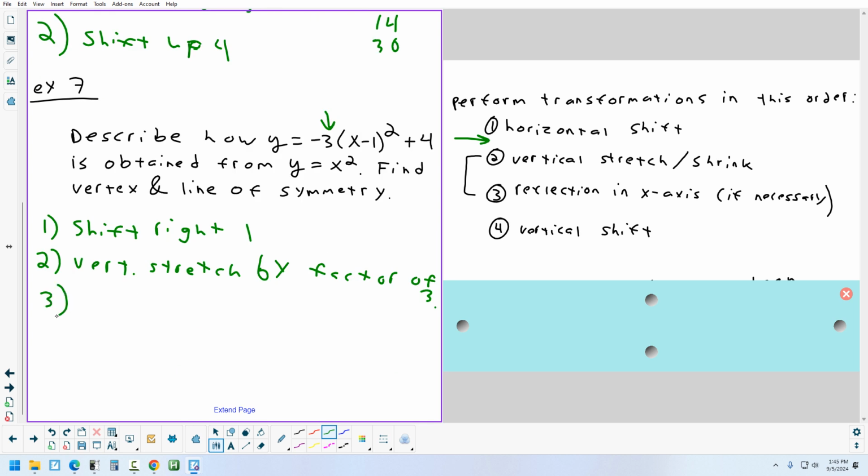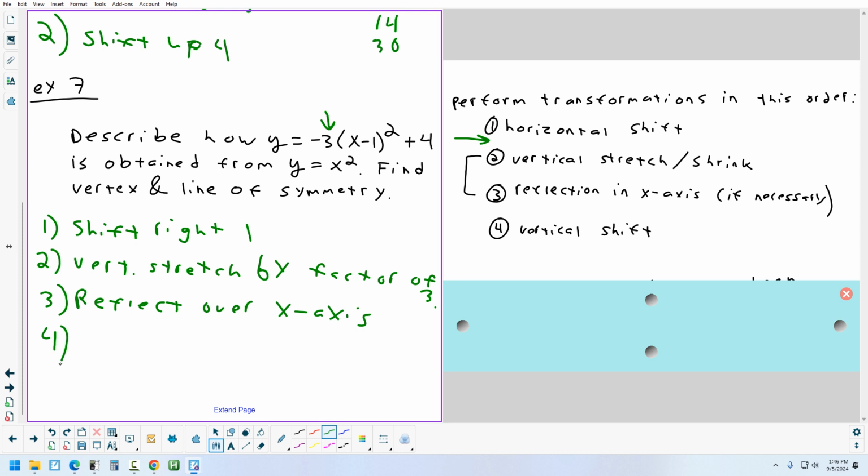Okay. The next thing is the reflection. And then we just have to write that down, reflection over the x-axis. What's causing the reflection in this problem? Yeah. The negative in front of the 3. Reflect over x-axis.